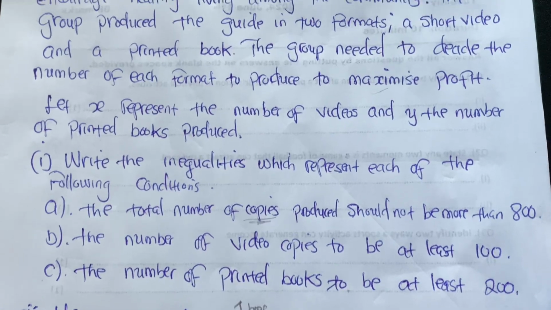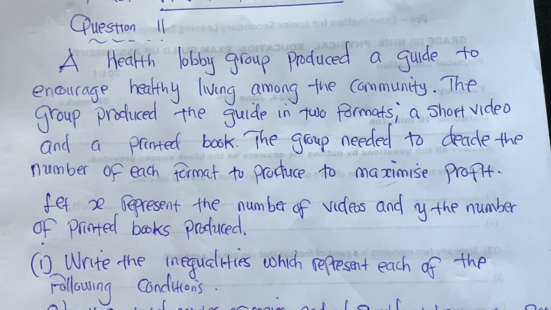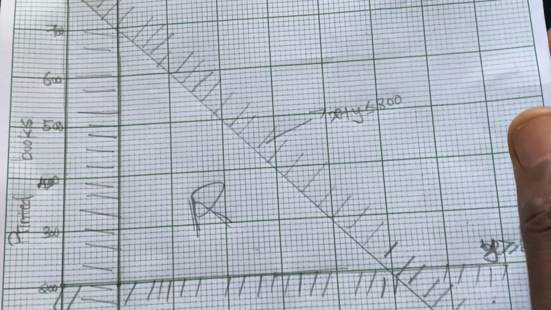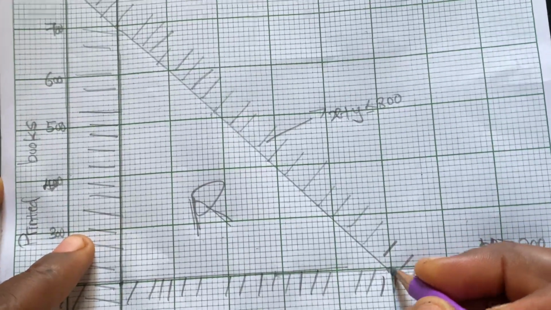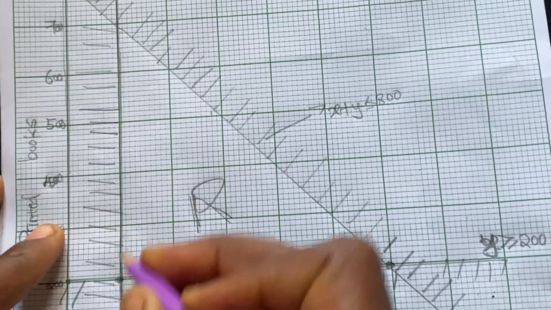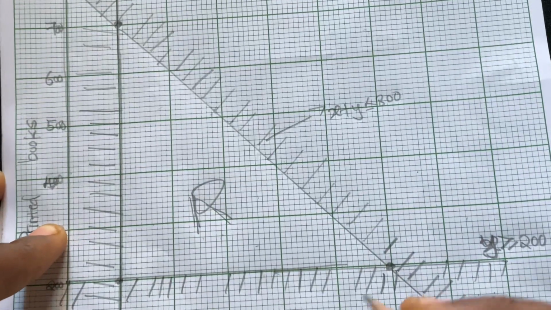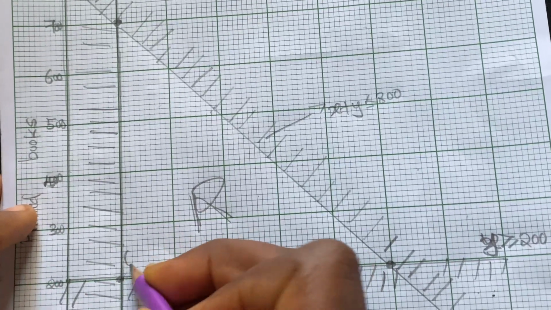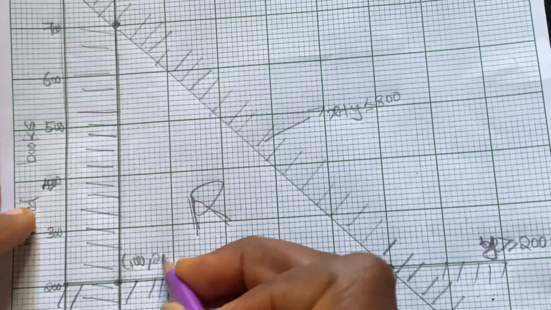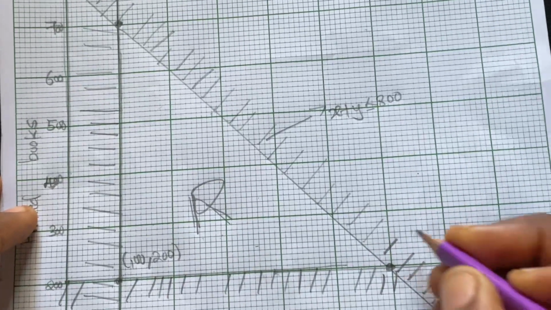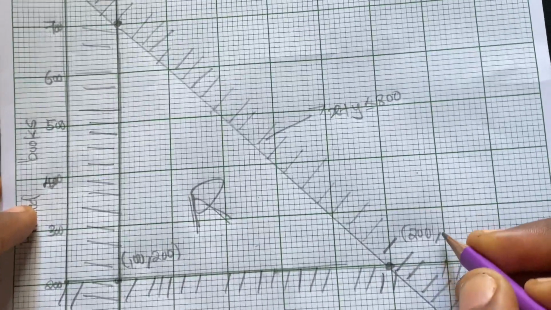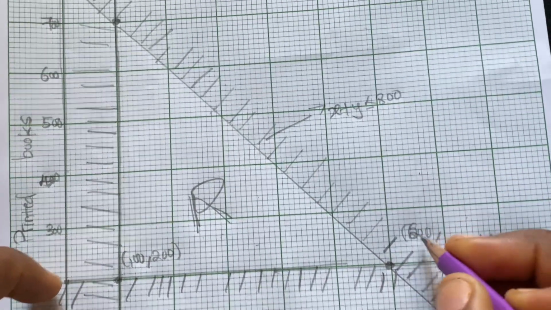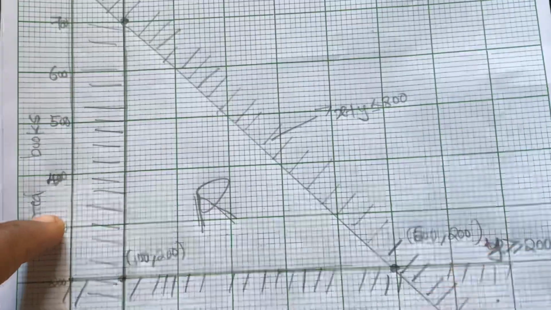So in this instance, we're going to ensure that we look for the regions which are intersecting on the graph. So we're going to find that we are intersecting here, we're also intersecting here, and we're intersecting there. So if we can talk about these coordinates, this is 100, 200. Then this one is 200, sorry, this is 600, 200.